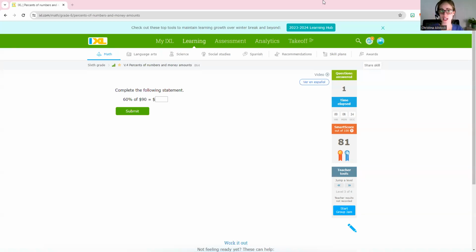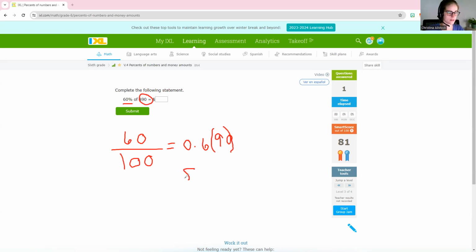All right, let's do 2 more problems here together so we can reach all of the different variety levels of SMART scores. Here we have 60% of $90. Let's go back to that first method where we first turn our percentage into decimal form. We can turn any percent into a decimal by dividing by 100. So 60% divided by 100 is 0.6. We want to know what 60% of 90 is, so now we can multiply that by 90 and we will get our final answer. We see that it is $54.